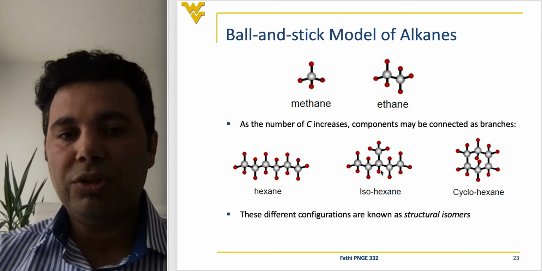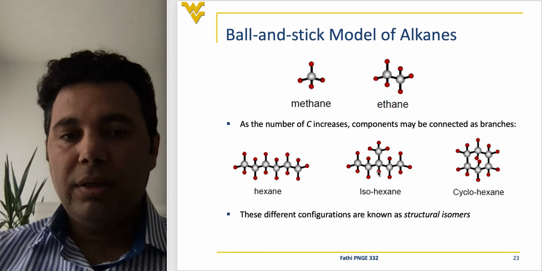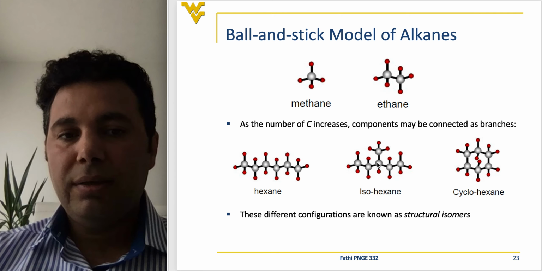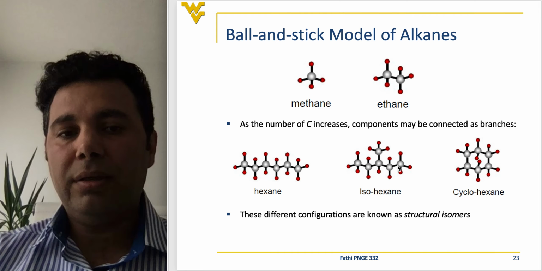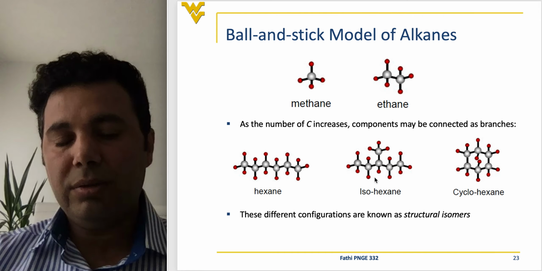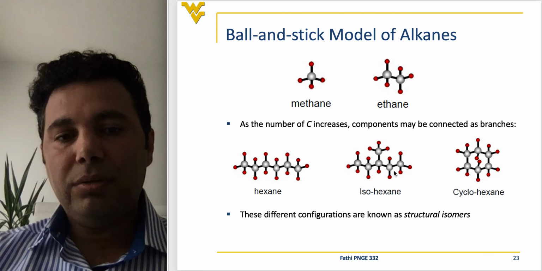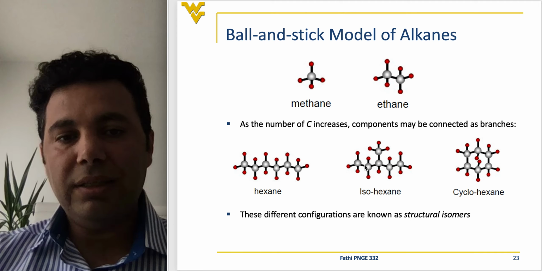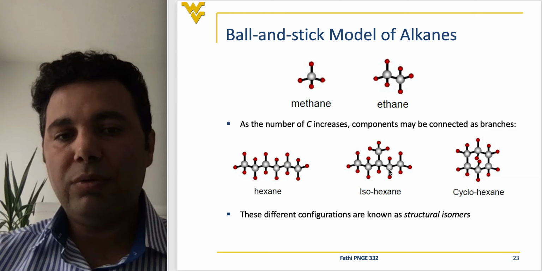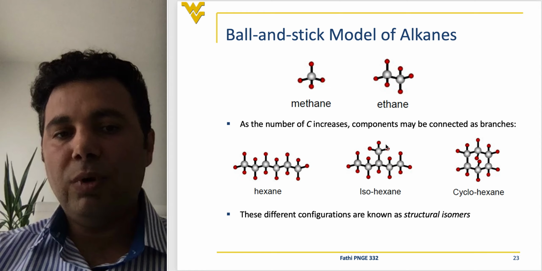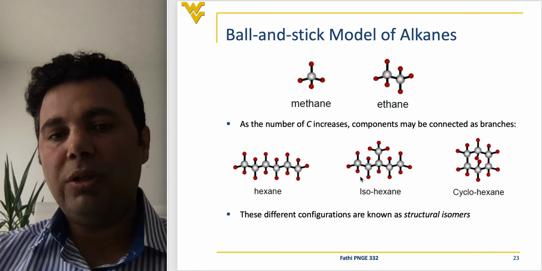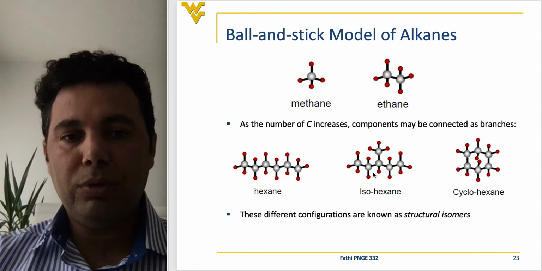Actually, this structure is called 3-methyl pentane. How do we know that? Because in the nomenclature, as we will discuss, we look at the longest straight chain. The longest straight chain has 5 carbons, so we call this pentane. And it has 1 methyl group on the third carbon, so we call it 3-methyl pentane. Okay, we'll go over that.